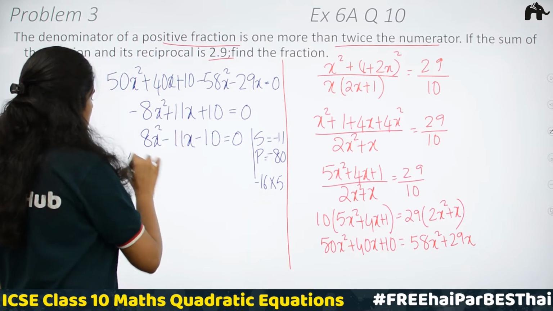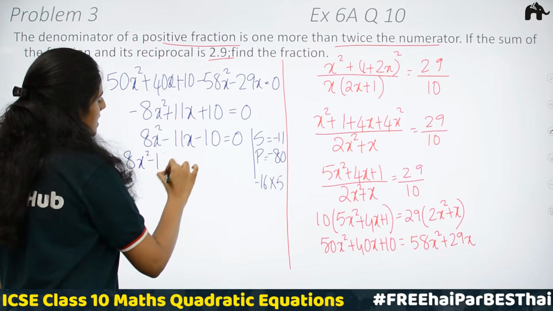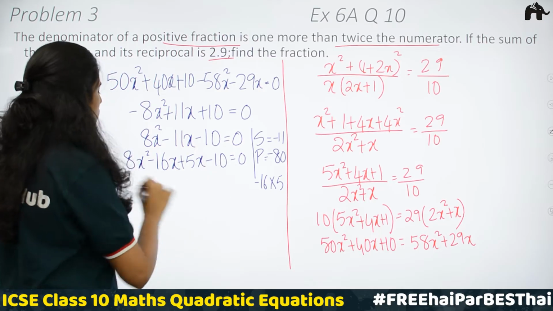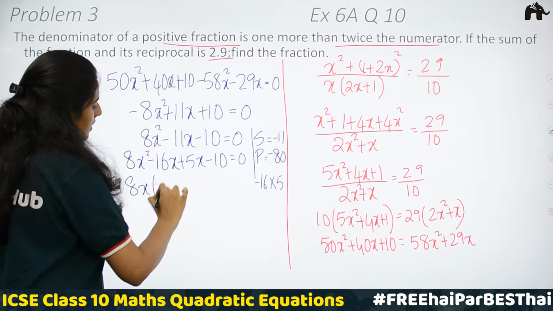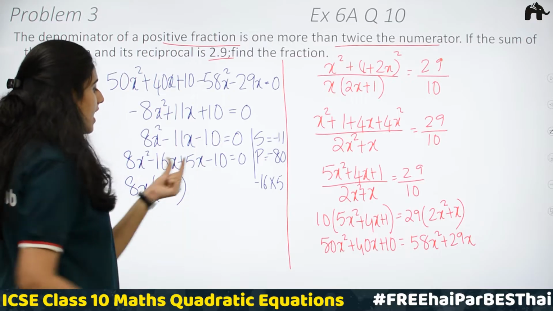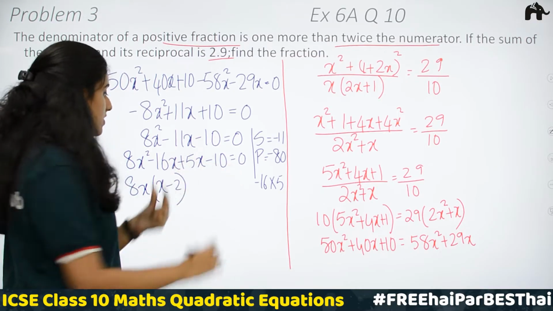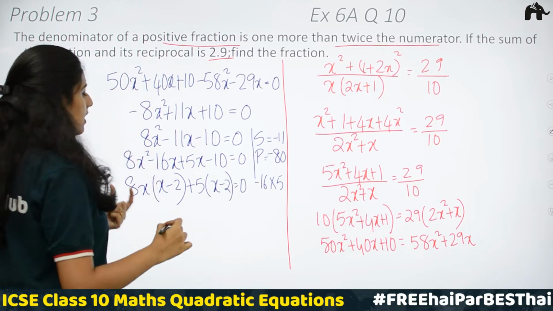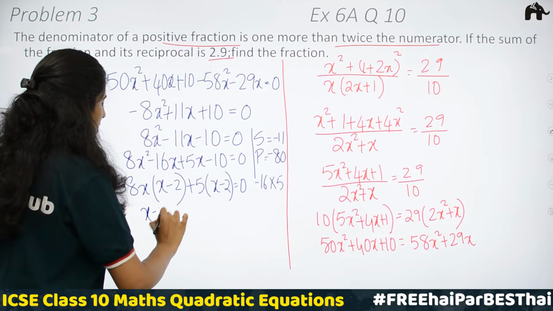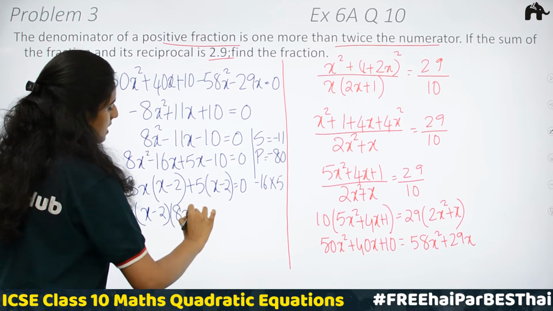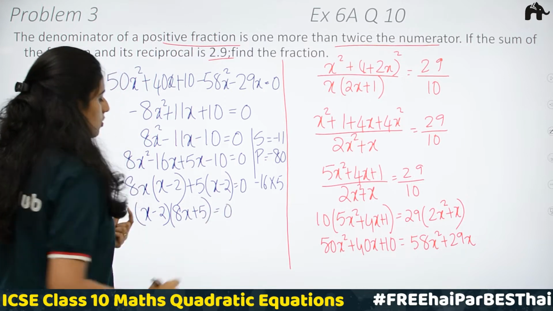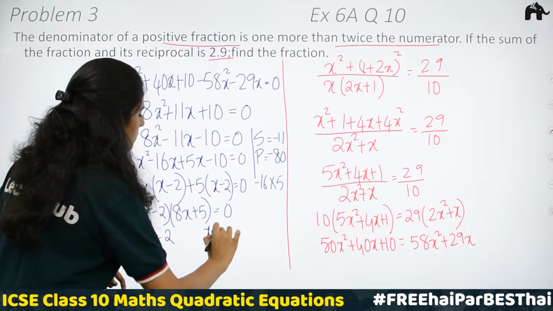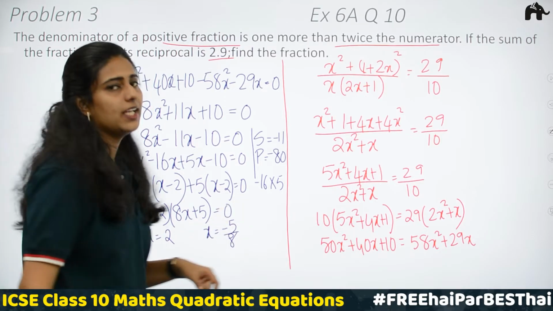We can split the middle term. This becomes 8x square minus 16x plus 5x minus 10 is equal to 0. Taking common, 8x is common. Then we have x minus 2. Here 5x minus 10, what is common? 5 is common, plus 5 into x minus 2 is equal to 0. Now x minus 2 is common into 8x plus 5 is equal to 0. Then what are the possible values of x? X should either be equal to 2 or x should be equal to minus 5 by 8. You know how to apply the zero product rule.